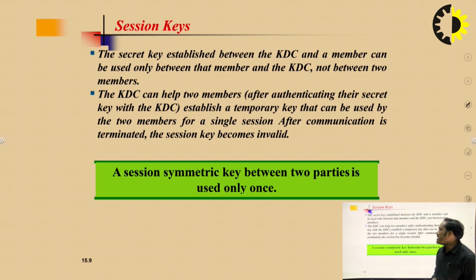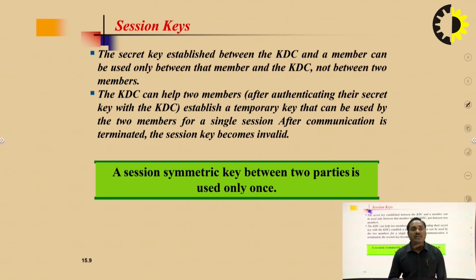So what is the session key? A session key is a secret key established between the KDC and a member. If a person wants to communicate with another person, first he sends a request to the KDC, the KDC requests that person, and that person accepts the request. Then there is a session between Alice and Bob, and Alice can communicate with Bob using the session and the request sent by the KDC.